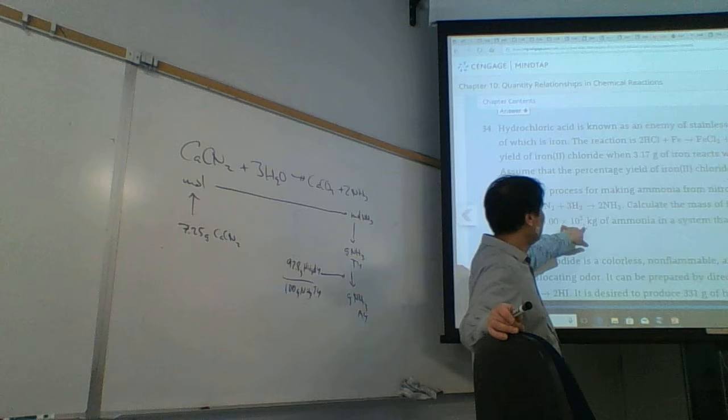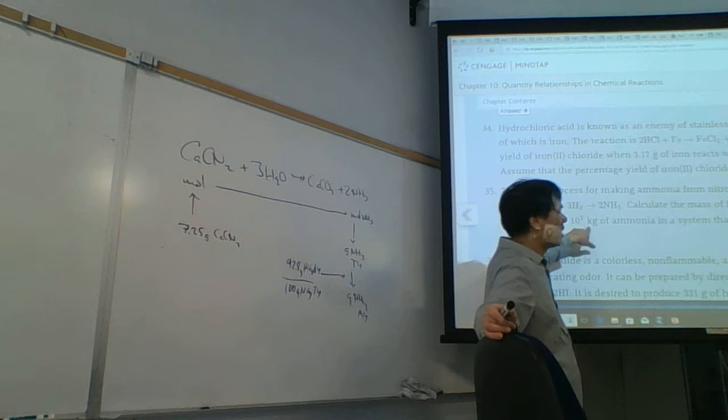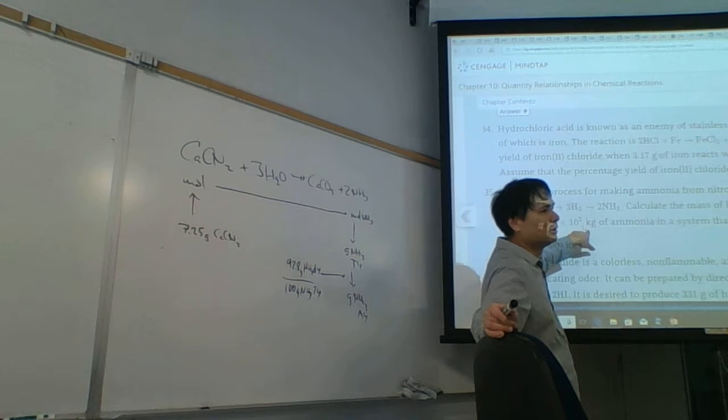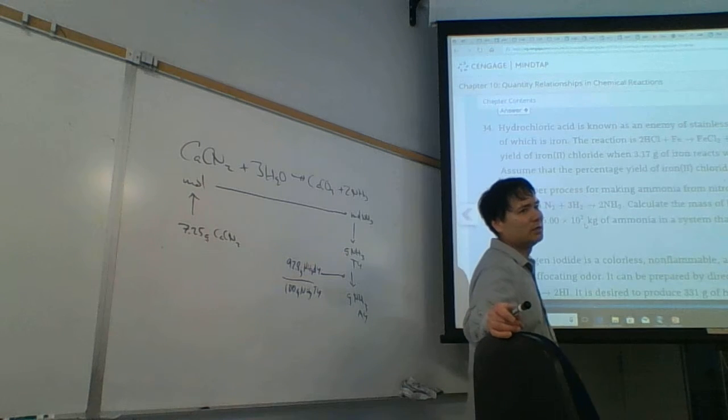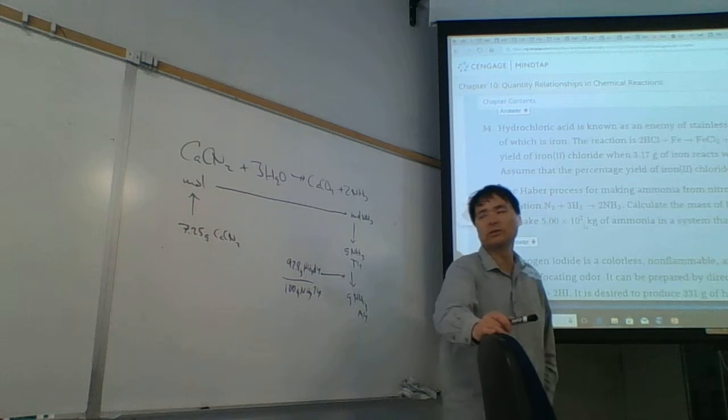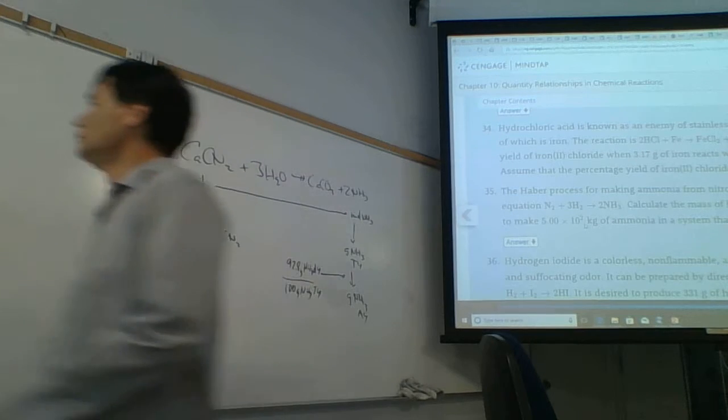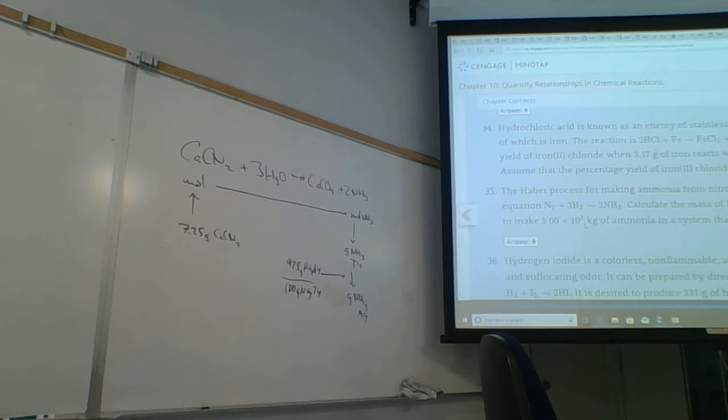Is this going to be the theoretical yield of ammonia that they want or the actual yield of ammonia that they want? This is going to be the actual yield of ammonia that they want. And so we have N2 plus 3H2 yields 2NH3. And so what they want to do is they want to actually get 5.00 times 10 squared kilograms.